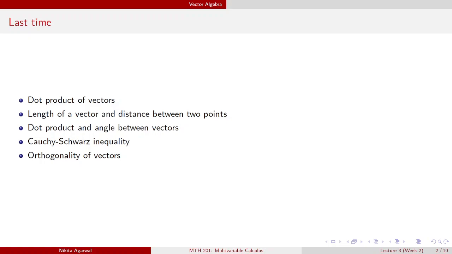In the last lecture, we looked at the dot product of vectors, the length of a vector and distance between 2 points, the dot product and angle between vectors, their relationship, the Cauchy-Schwarz inequality, and the concept of orthogonality of vectors. In today's lecture, we are going to focus primarily on two concepts. One is the projection of a vector onto another, and second is the cross product of two vectors.